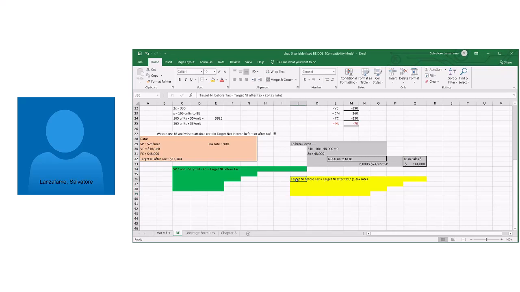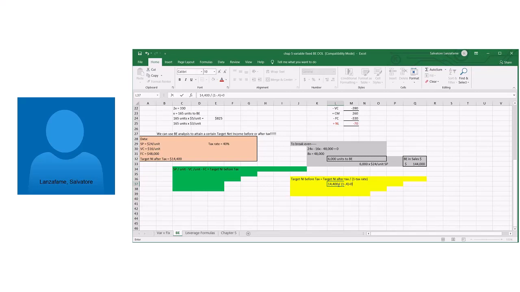To calculate your target net income before tax, you first have to take that target net income after tax and divide it by 1 minus the tax rate. So kind of tricky. So we want to take that $14,400 and divide it by 1 minus the tax rate.